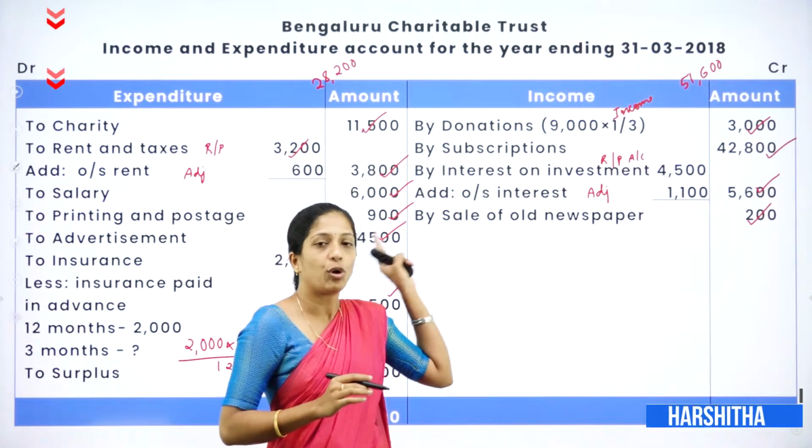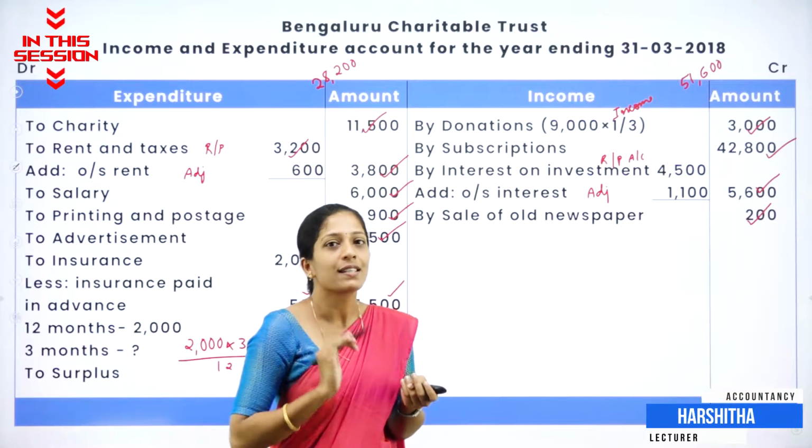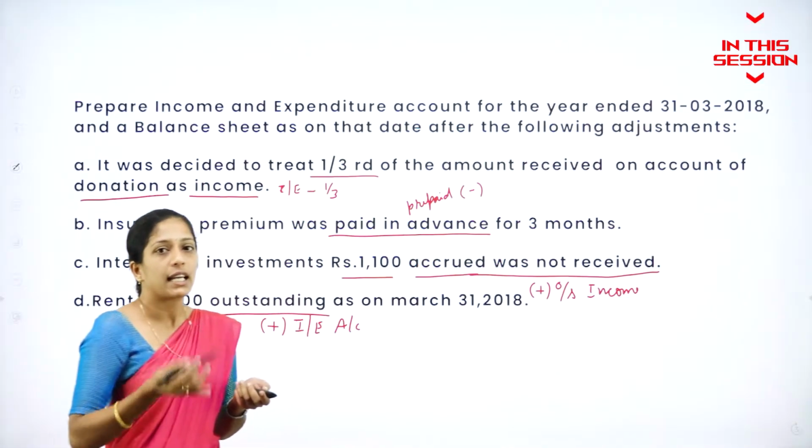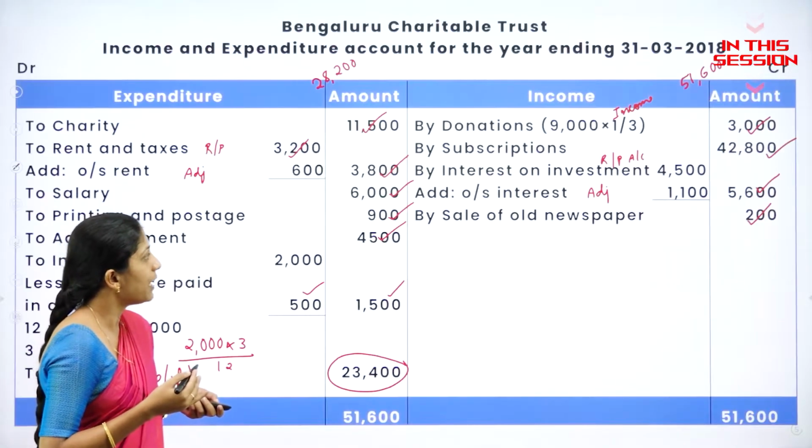Excess of income over expenditure. So what is excess of income over expenditure? That is surplus. So outstanding income, where are we going to record it? It's an asset. So it goes on the asset side of the balance sheet.